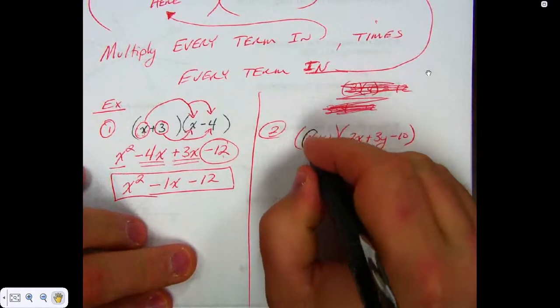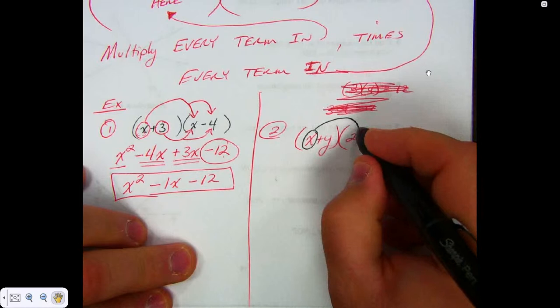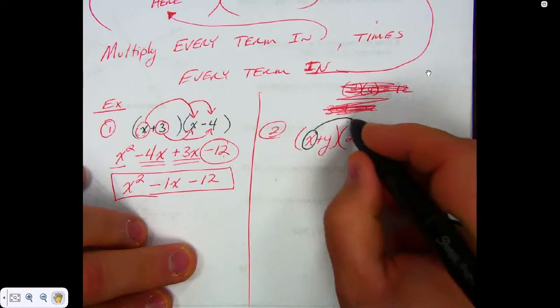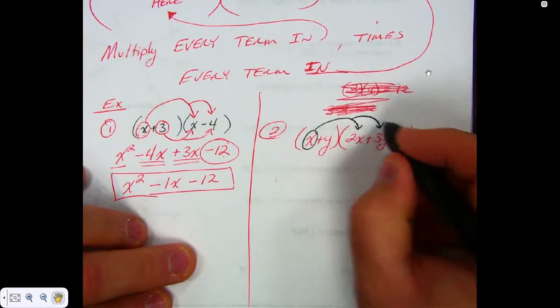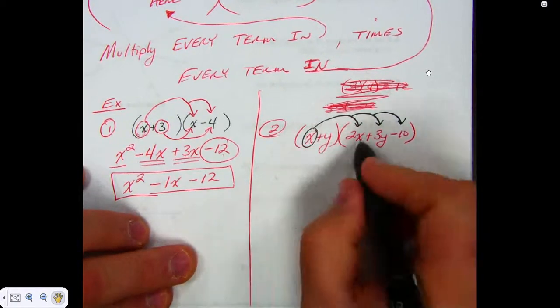This is a term, the x, correct? I need to multiply the x times what? How many terms are in here? 3x. I need to multiply times the 2x, the what? 3y. And the what? -10. So let's do that. What is x times 2x?